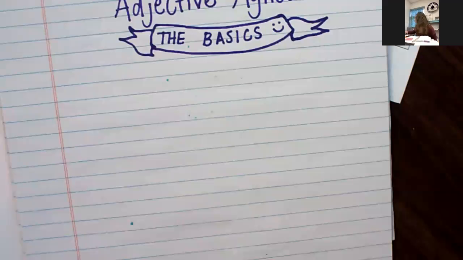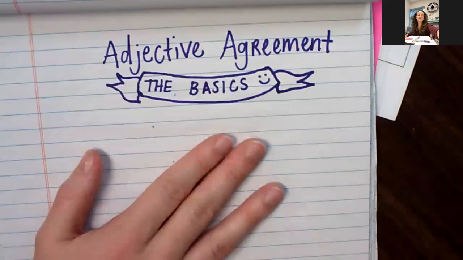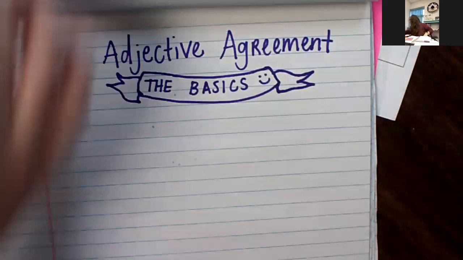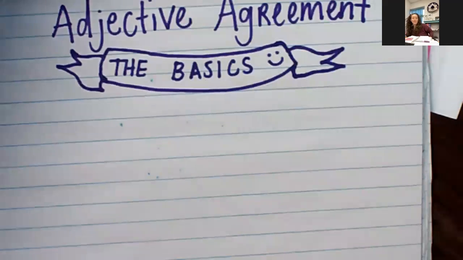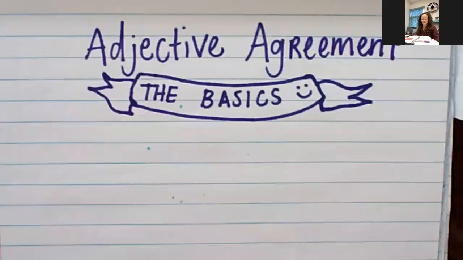So I'm going to share the document camera screen. And a good rule of thumb, if you see me writing something down, that's your clue, your context. Hey, this is pretty important. If she's writing it down, maybe I should write it down as well. So adjective agreement, the basics.